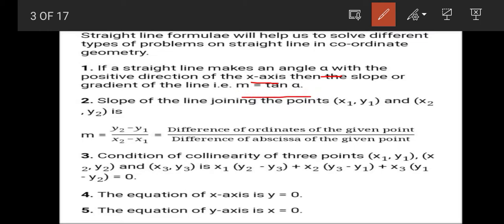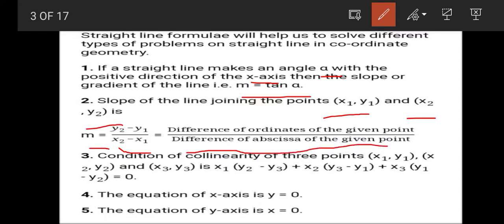The second is the slope of the line joining the points (x1, y1) and (x2, y2). m is equal to (y2 minus y1) upon (x2 minus x1), which is the difference of ordinates of the given points upon the difference of the abscissae of the given points.